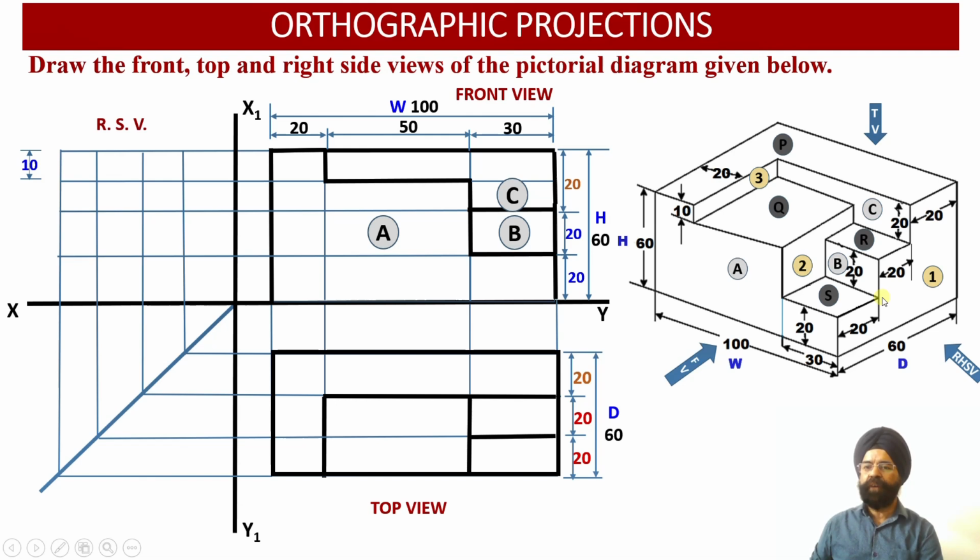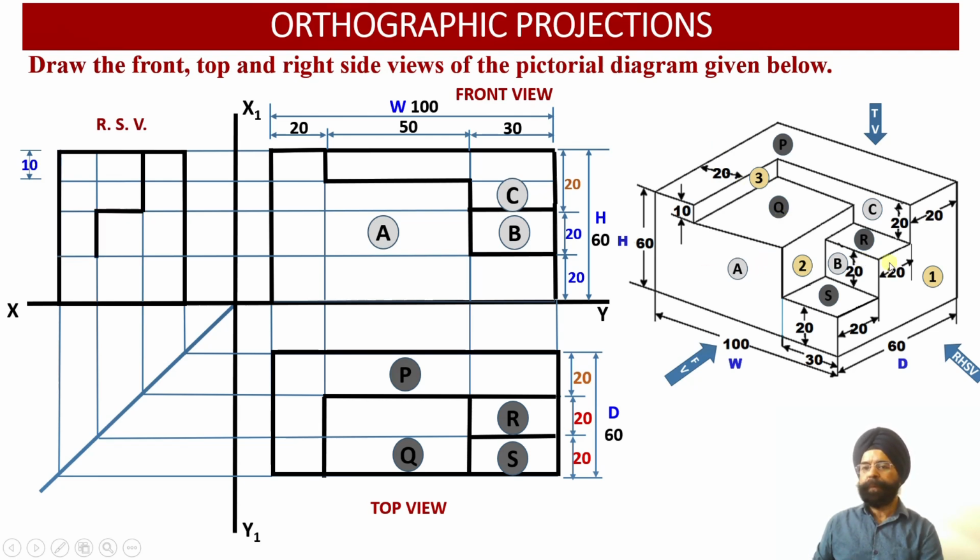So all these surfaces, surface P, surface Q, surface R and surface S, all these four surfaces have been located, and we must remember that they happen to be parallel to the horizontal plane. So their projection onto the horizontal plane in the top view will reveal the true shape of these four surfaces. Now let's move on to the right hand side view.